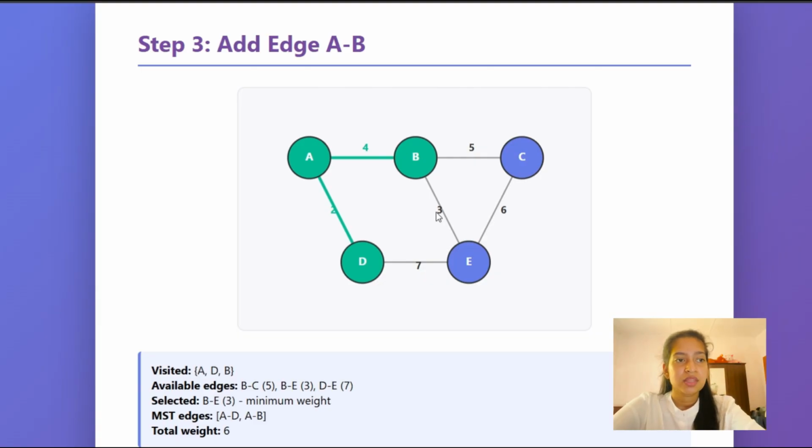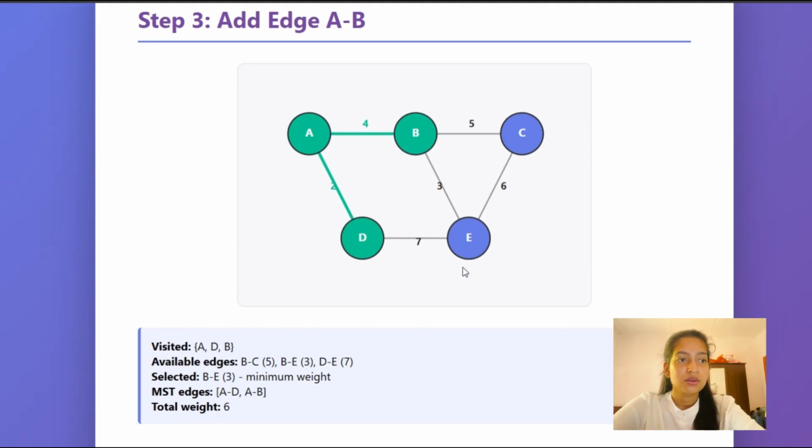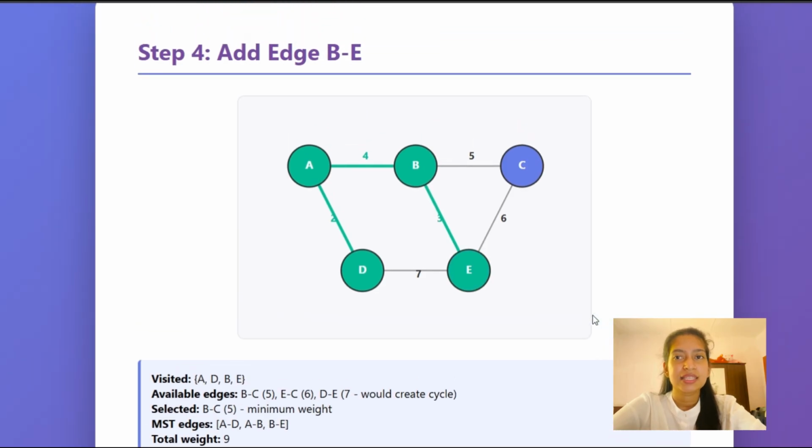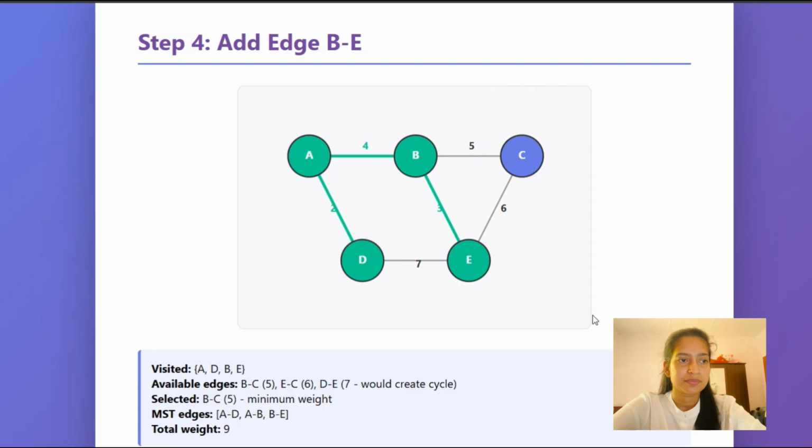What is the minimum? B to E with weight 3. Our MST now contains two edges, A to D and A to B. Total weight so far is 2 plus 4, which equals 6. We are making great progress. Notice how the tree is growing outward, always taking the cheapest path to expand. Next step, step 4. We add edge B to E to our MST.